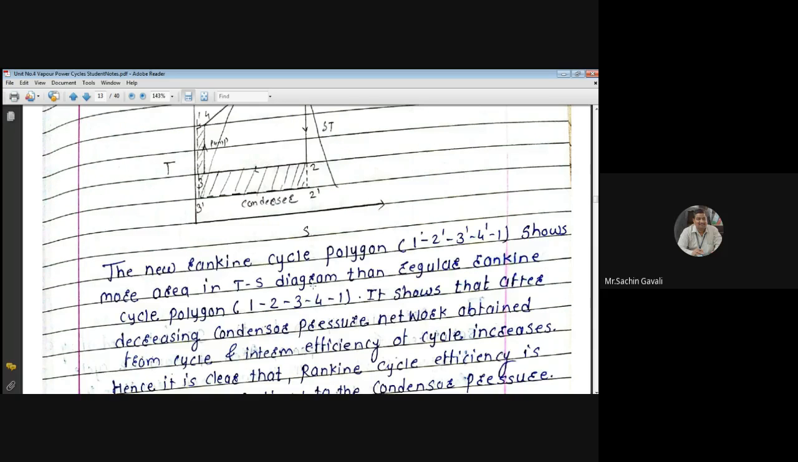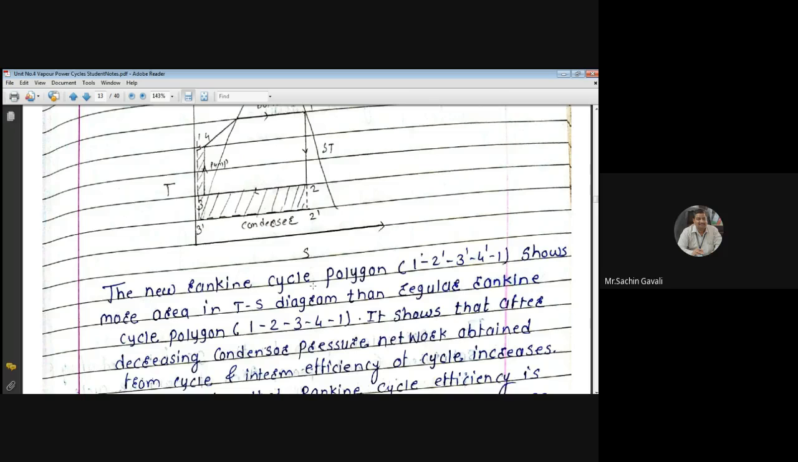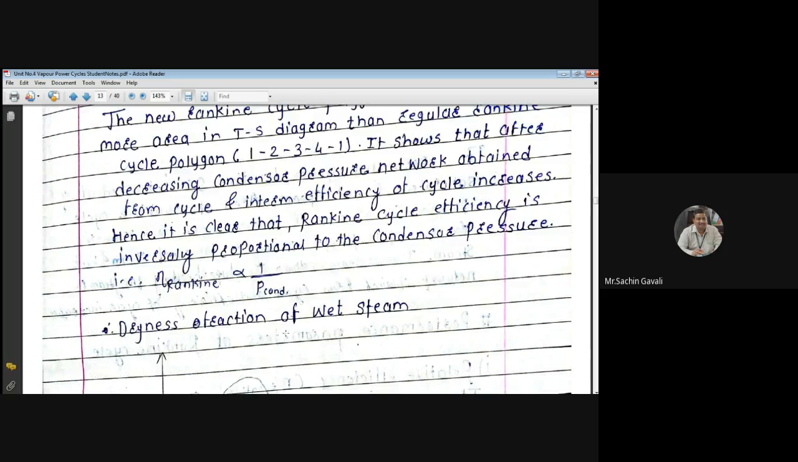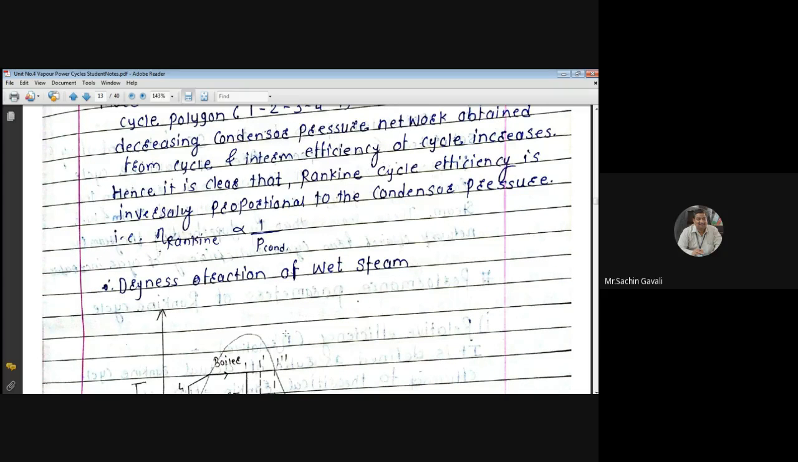Okay, so 1 dash, 2 dash, 3 dash, 4 dash, 1 dash. Another cycle is there. Its Rankine cycle area goes on increasing, and as the area increases, the work done increases, and efficiency will also increase. So eta Rankine is inversely proportional to condenser pressure.